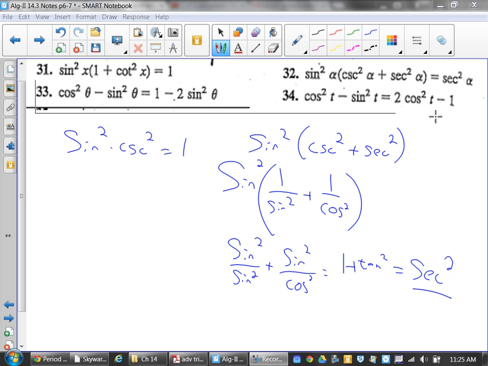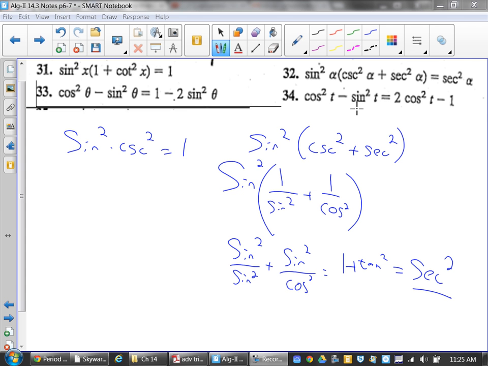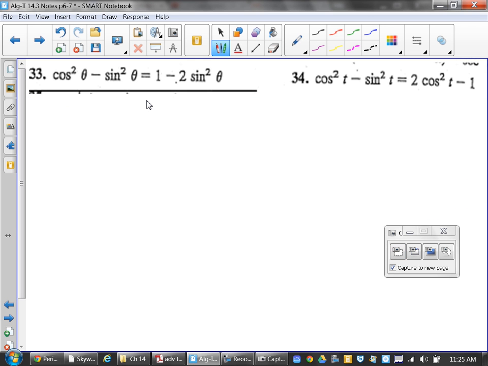33 and 34 are also very eerily similar. You're actually going to do the same step in both of them. What a strange coincidence.